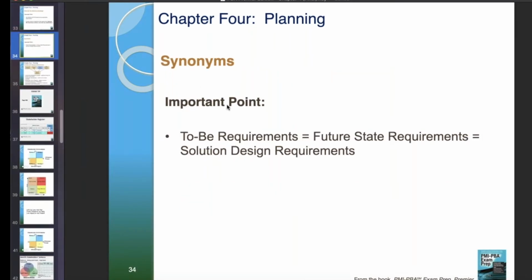So what are synonyms? An important point: to-be requirements can also be called future state requirements or solution design requirements. Please write that down. Those are important synonyms. Please go ahead and write that by hand.